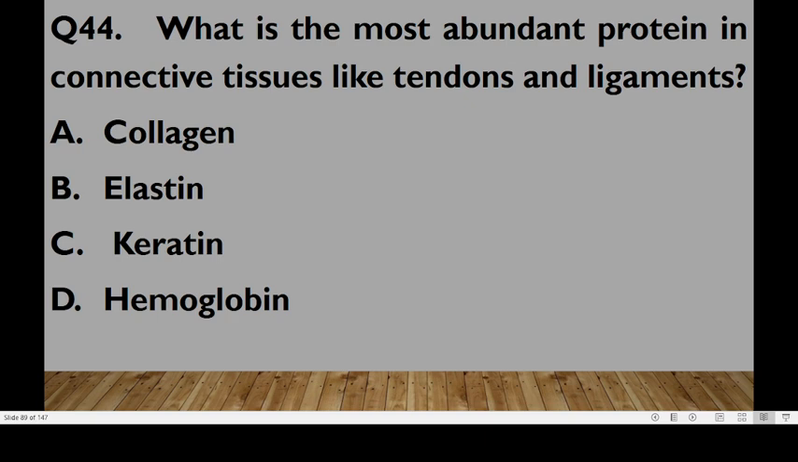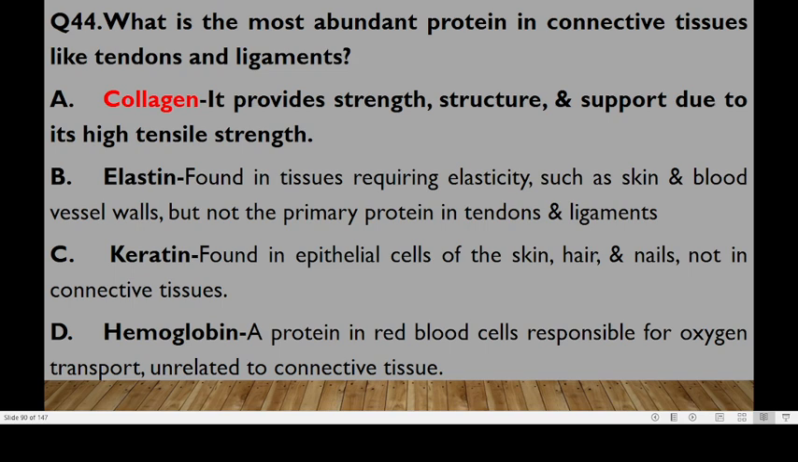What is the most abundant protein in connective tissue, like tendons and ligaments? The most abundant protein is collagen. This normally provides strength, structure, and support due to its high tensile strength. Remember, elastin is found in tissues requiring elasticity, while keratin is found in epithelial cells of the skin, hair, and nails. Hemoglobin is a protein in red blood cells responsible for oxygen transport, and it's not related to connective tissue.